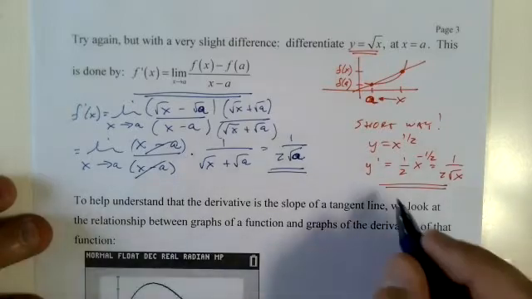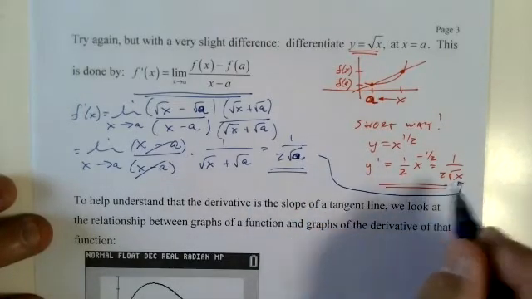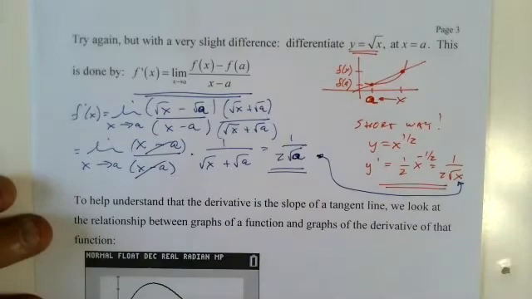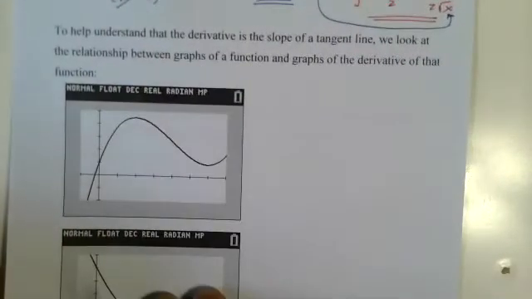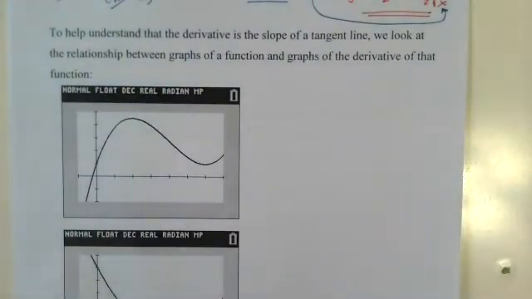Well, isn't that weird? Math, cool. All right, let's understand how the derivative relates to the slope of a tangent line. Look at the relationship between them.